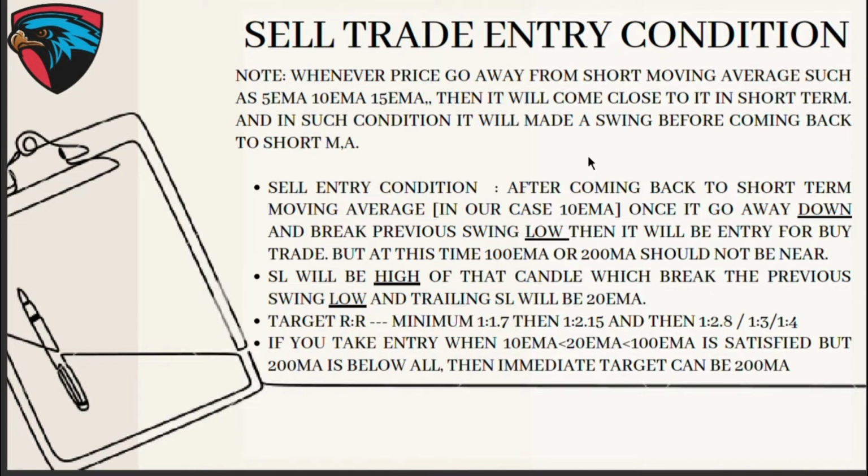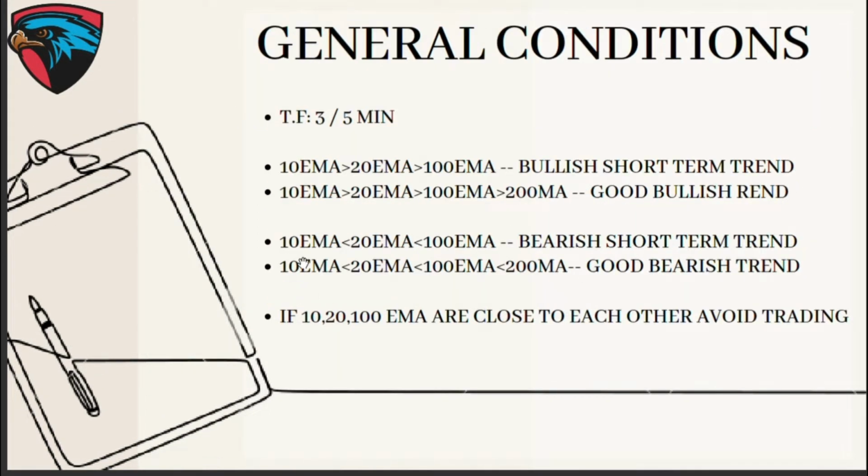As we already watched the condition, here we need 10 exponential moving average less than 20 and 20 should be less than 100. So 10 exponential moving average should be below 20 and 20 should be below 100. So this will be the bearish short-term trend. In this, the 200 moving average could be anywhere. Either it will be on the upper side, in the middle in between these averages, or below all these three averages.